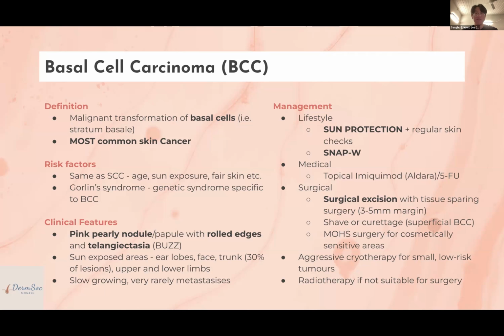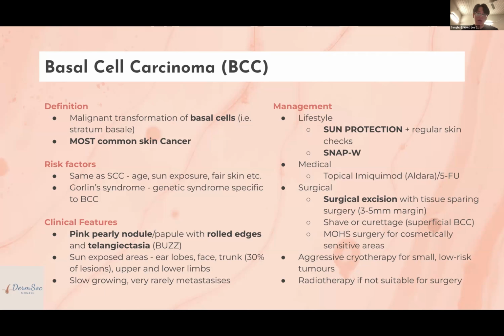Management, again, lifestyle measures, sun protection, addressing those, regular skin checks. And then we can use topical agents if they're more sort of superficial type of BCC, which we'll go through later on. So we use agents like imiquimod or 5-fluorouracil. But for most part, we again like to surgically excise them with a bit of a 5mm margin, or we can shave or curette them off if they're superficial type of BCC.